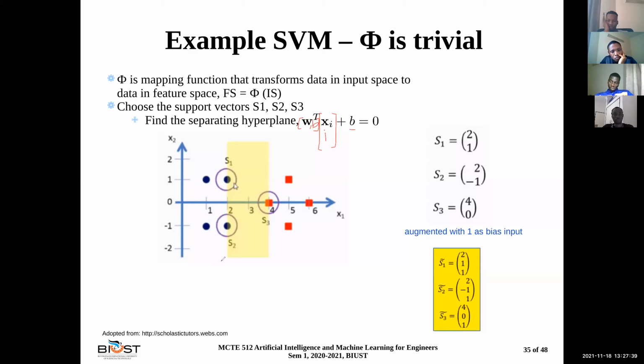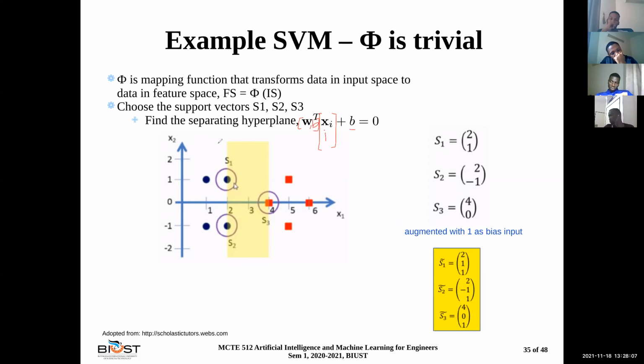Now we only consider the support vectors. These are the support vectors for the classification of 1, and the support vectors for the classification of -1, I think. We will see later. So this is 2, 1, and this is 2, -1, and this is 4, 0. We augment these support vectors with a bias of 1.